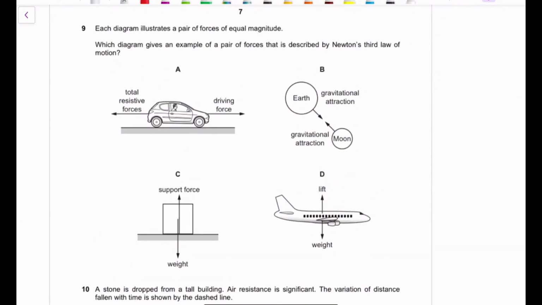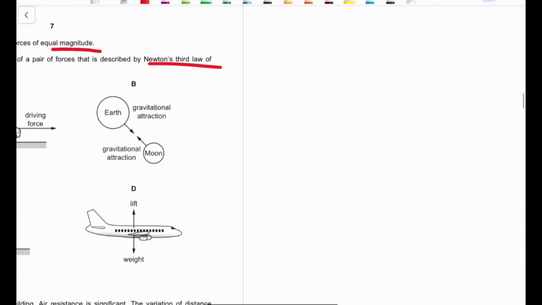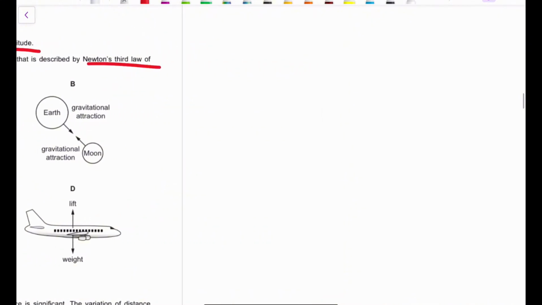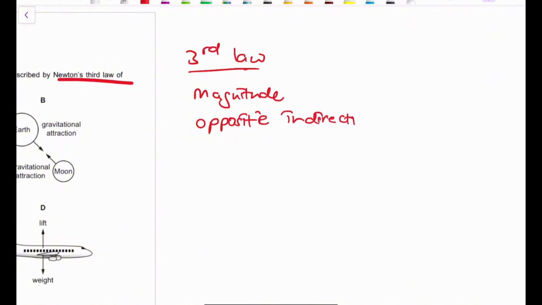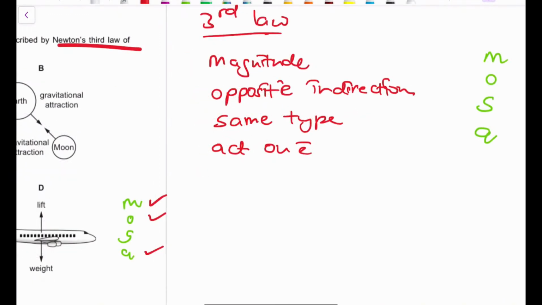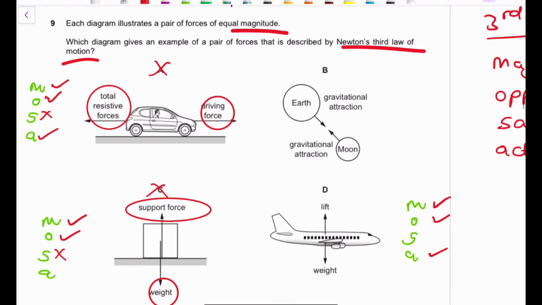Each diagram illustrates a pair of forces of equal magnitude. Which diagram gives an example of a pair of forces which is described by Newton's third law of motion? This question applies a certain principle, testing whether Newton's third law of motion really makes sense to you, right? So for Newton's third law, we need forces that have the same magnitude and are opposite in direction. They are of the same type or pair, and they have to act on different bodies.